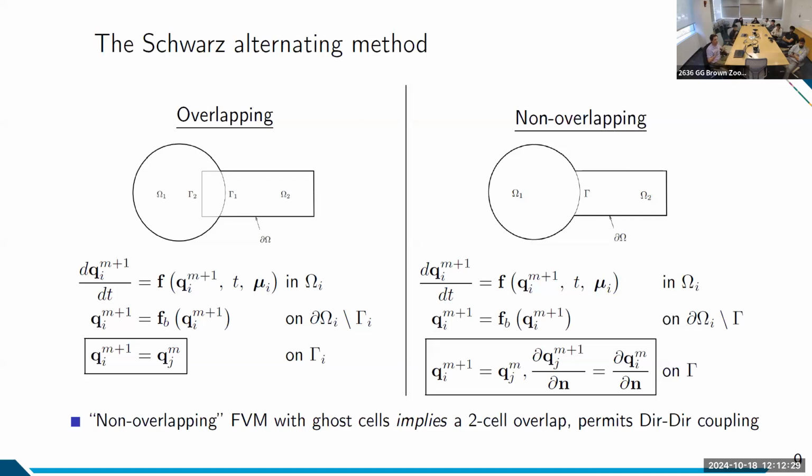Some of the results I'm going to be showing today for these fluid flow systems use a finite volume model with ghost cells. And we call that non-overlapping because the physical domains don't overlap with each other. But those overlapping ghost cells imply an overlap, and so it still permits a Dirichlet coupling. But overall, this formulation is minimally intrusive.